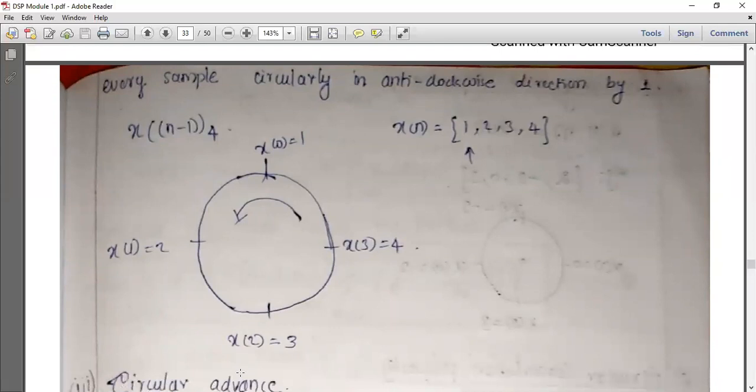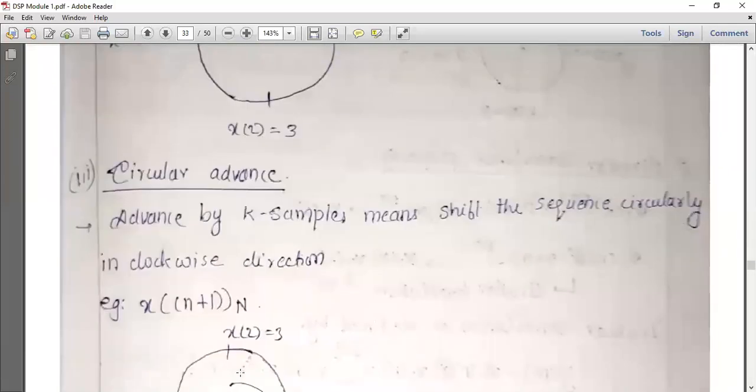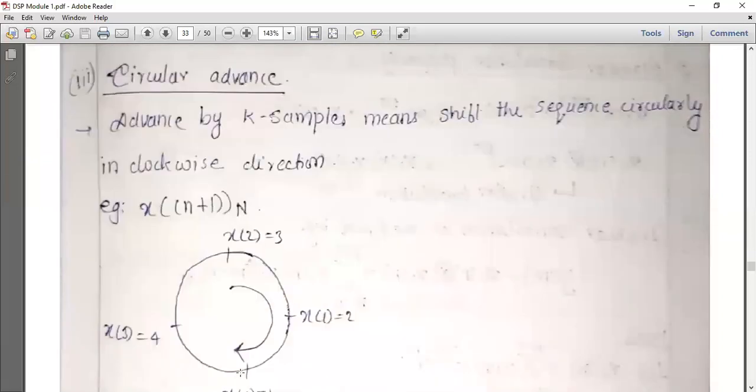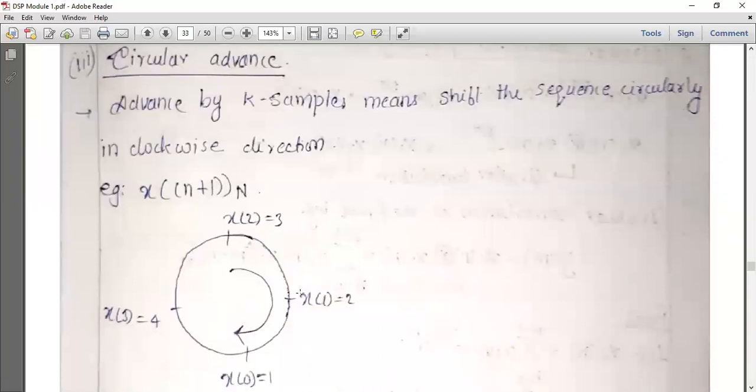Okay, this is circular delay. Then what is circular advance? Circular advance by k samples means shift the sequence circularly in clockwise direction. Delay എന്ന് പറയുമ്പോൾ shift in anti-clockwise direction. Advance എന്ന് പറയുമ്പോൾ shift in clockwise direction. Okay, so it is represented as x of n plus k, modulo N. So here we have x of 0.